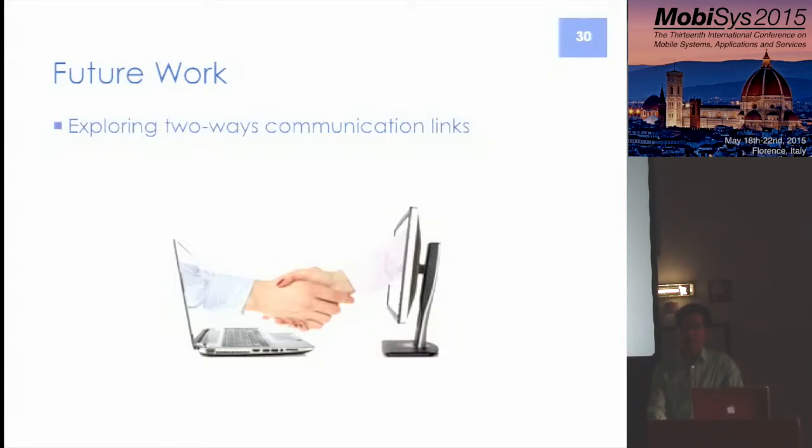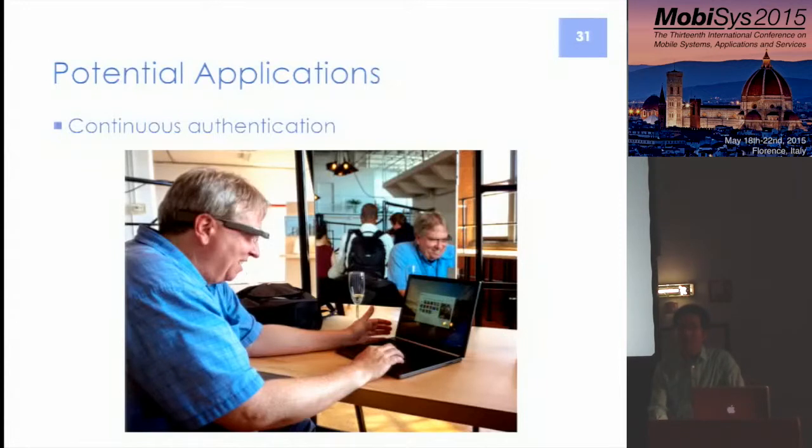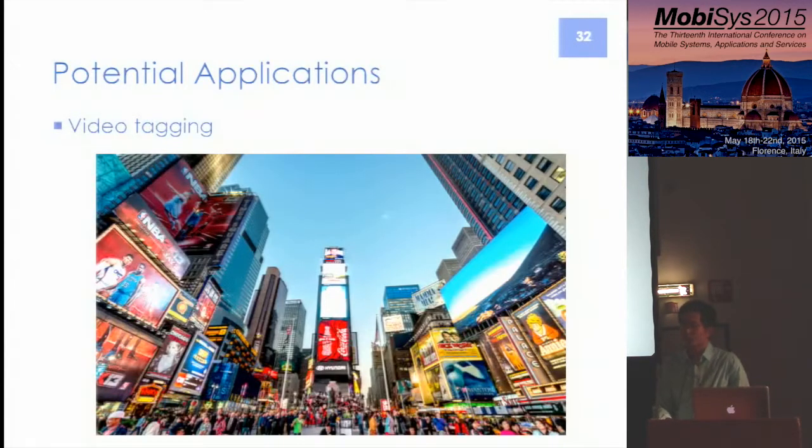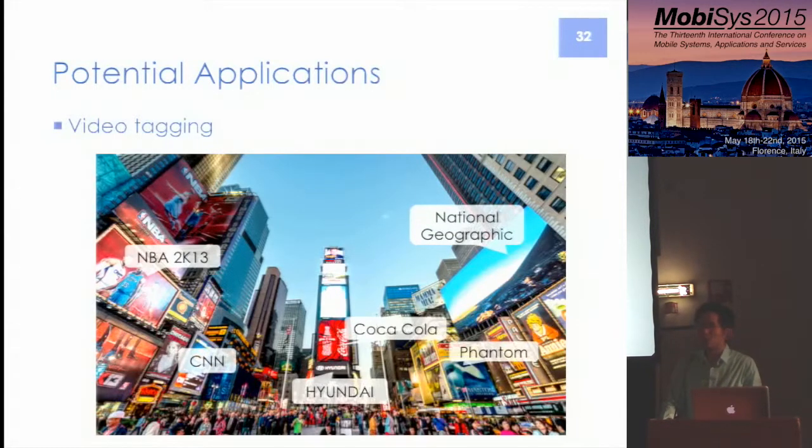In the beginning of my talk, I mentioned augmented reality. Another example is user authentication. Today, many security systems only authenticate their users when the user logs into the system. But with Highlight, this system can continuously authenticate the user's physical presence because the communication only happens when the camera faces the screen. And finally, Highlight could be used for video tagging. Imagine a visitor taking a video at Times Square. The hidden information from the display could be used to automatically tag the video when the user uploads the video to social media, like Facebook or YouTube.